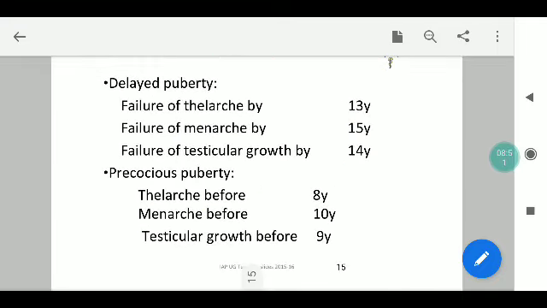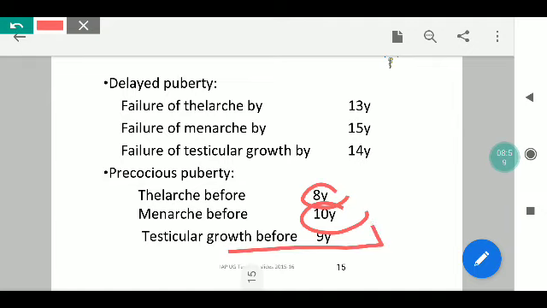Coming to precocious puberty, breast budding, that is thelarche before 8 years of age, menarche before 10 years of age, or testicular growth before 9 years of age in males. So it is easy to recollect as 13, 15 and the number which comes in between, 14. In the case of precocious puberty, 8, 10 and the number which comes in between, 9.